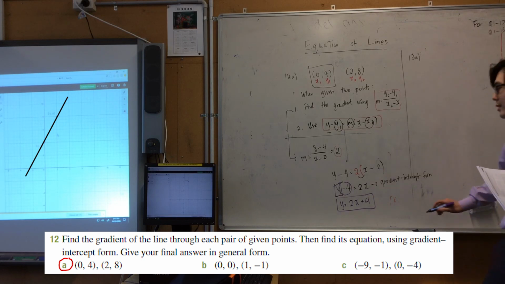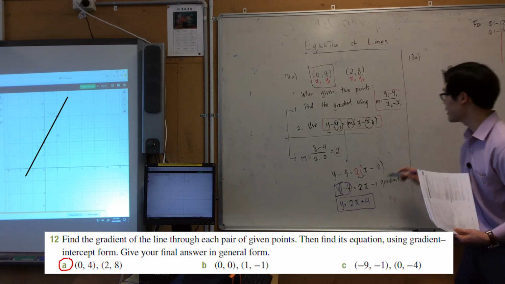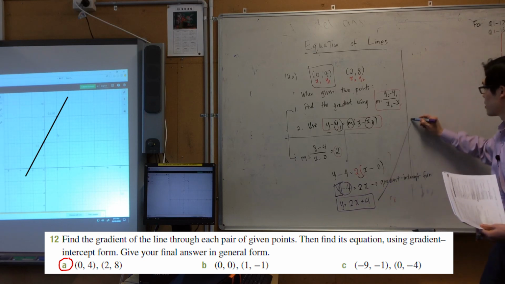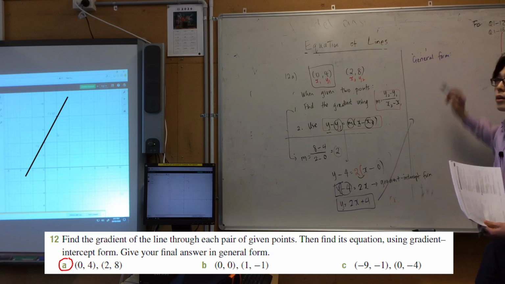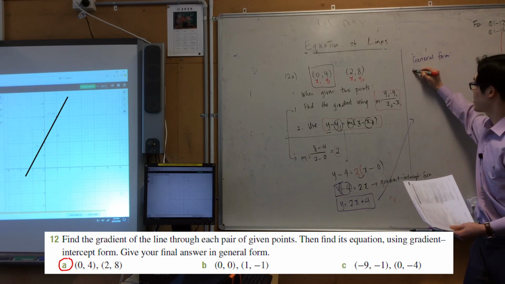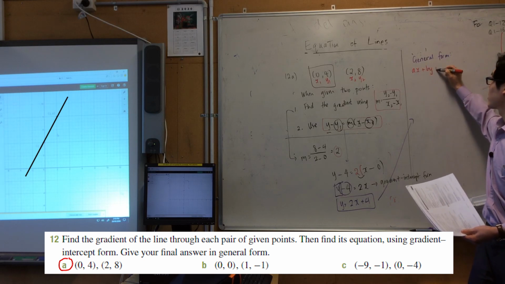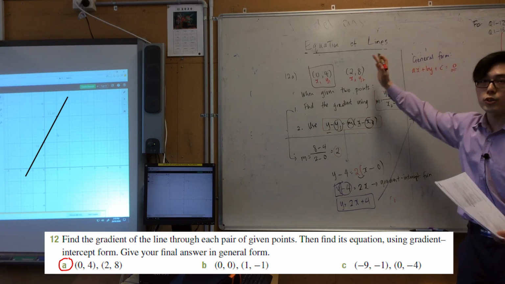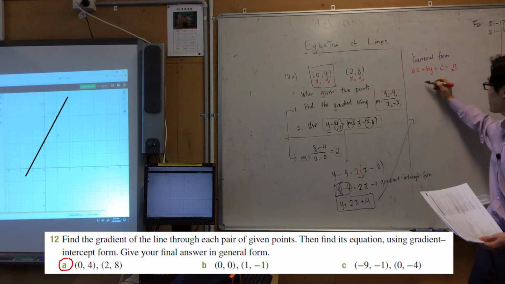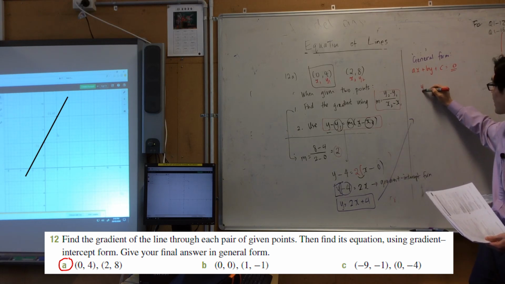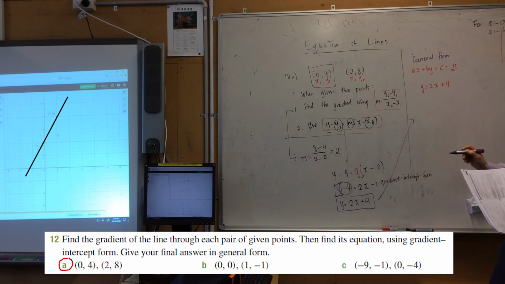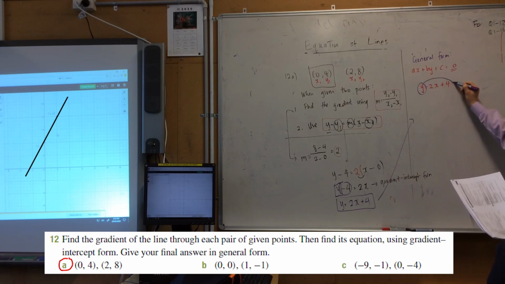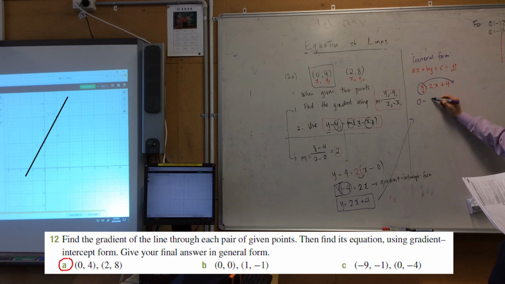But in the question, it says they want you to answer it in what form? General form. I'll do it up here. Girls, this is important. This is something new. If it says general form, this is your formula in general. Basically, you want everything moved to one side and make it equal to 0. So in our case, I've got y equals 2x plus 4. The easiest way to do this, if I just bring the y to the other side, that becomes 0 equals 2x plus 4 minus y.